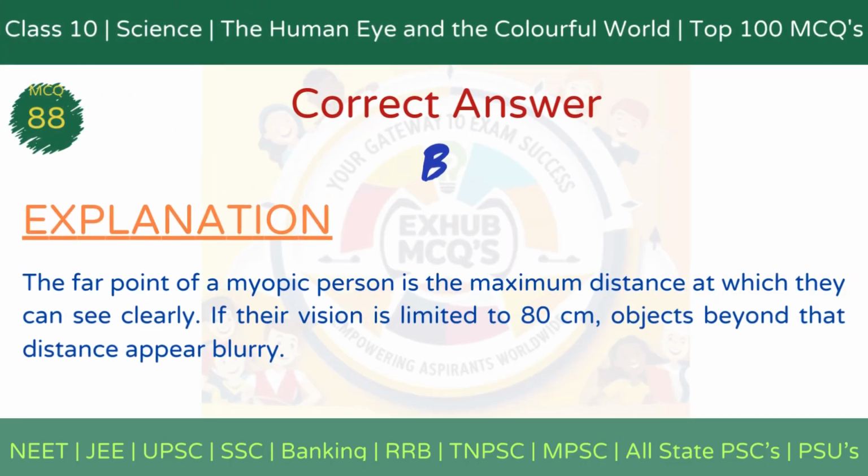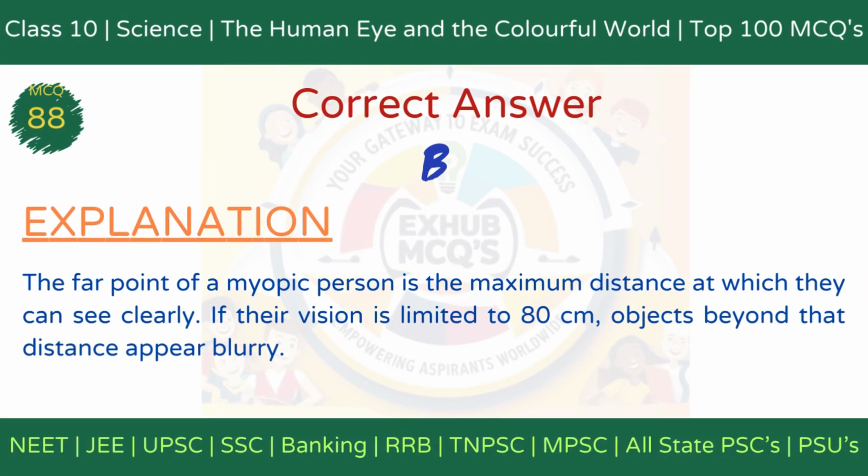The correct answer is option B, 80 centimeters. Explanation. The far point of a myopic person is the maximum distance at which they can see clearly. For someone with myopia, objects beyond 80 centimeters appear blurry.